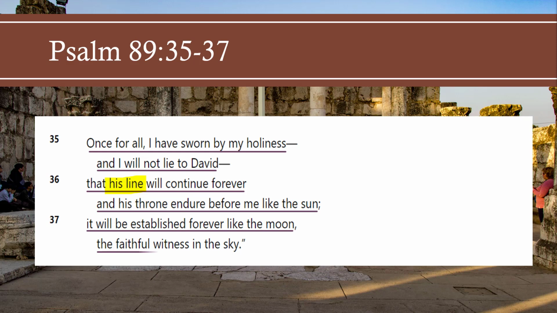So, verse 37, it will be established like the moon, the faithful witness in the sky. So, you have this idea. The line of David is going to continue forever, and it's going to be established like the moon. Now, that seems a little bit bizarre to us. So, these two are really connected. The line to the moon.